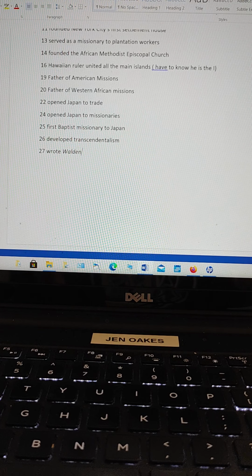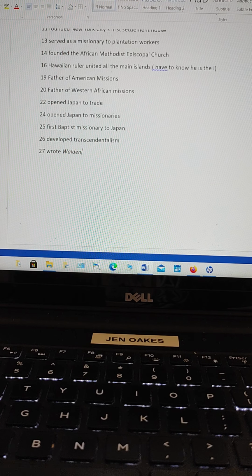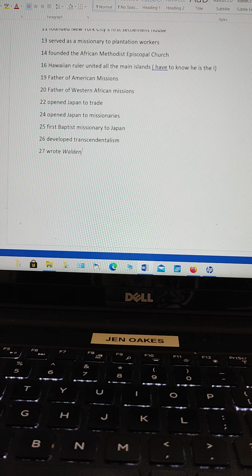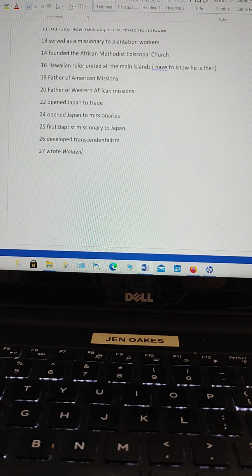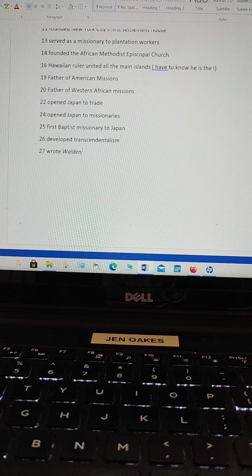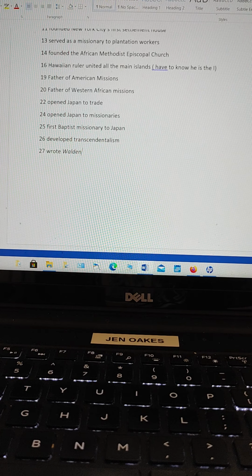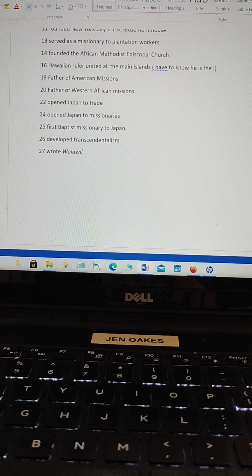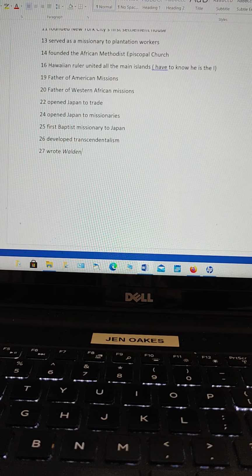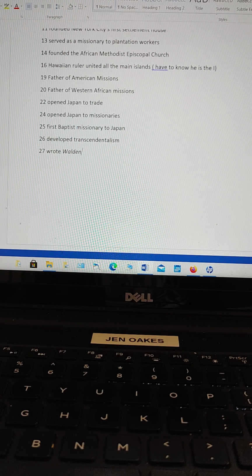Then on Monday, we'll check the Chapter 11 questions together. The test will be closed book on December the 9th, which is Wednesday, right? Yes, Wednesday. So closed book test will be Wednesday. So for Monday, finish the Chapter 11 questions, and we will check them Monday. See you then.